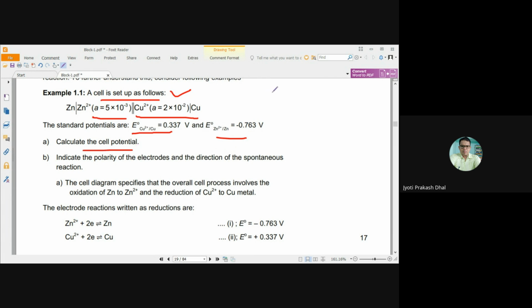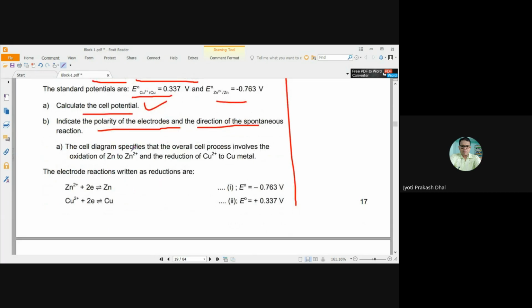So this type of question will definitely come in the semester examination. Calculate the cell potential and indicate the polarity of the electrode. That means you have to write which one will be placed in the right and which one in the left, which one is cathode and which one is anode, and direct the spontaneous reaction.